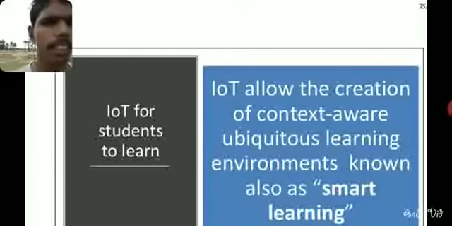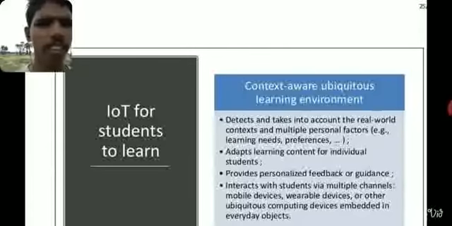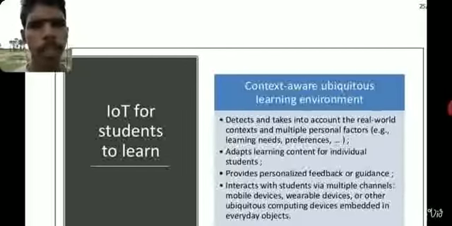IoT allows the creation of context-aware ubiquitous learning environments, known as smart learning. A context-aware ubiquitous learning environment detects and takes into account the real world context and multiple personal factors. It adapts learning content for individual students. It also provides personalized feedback or guidance.